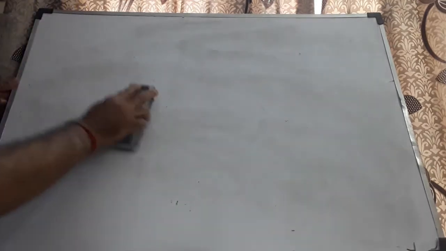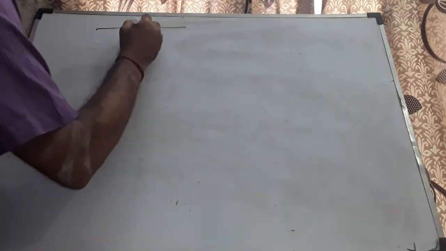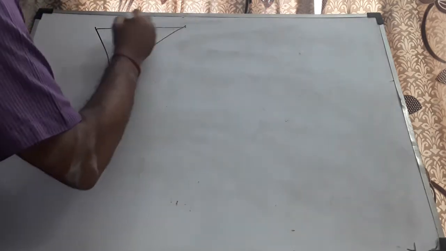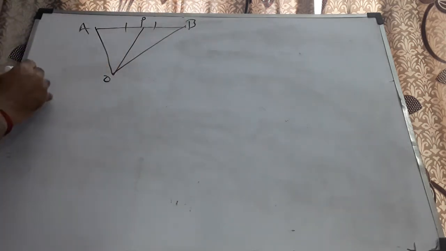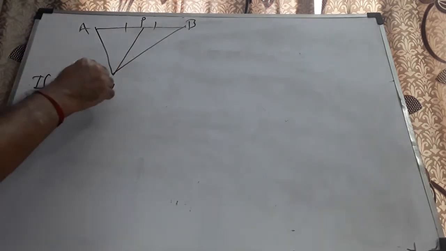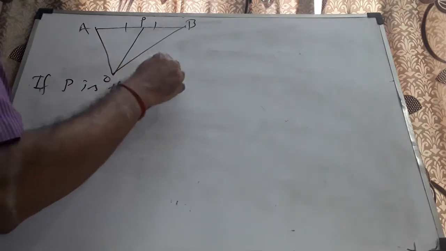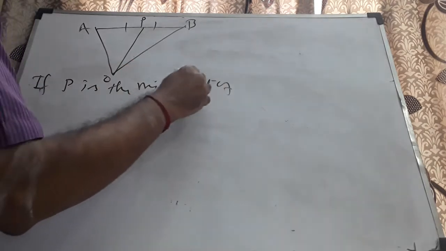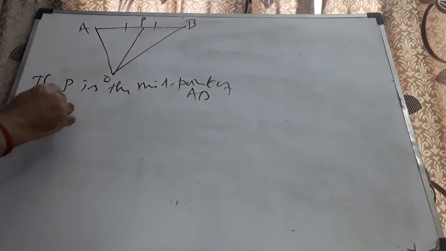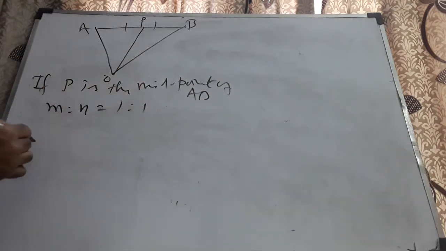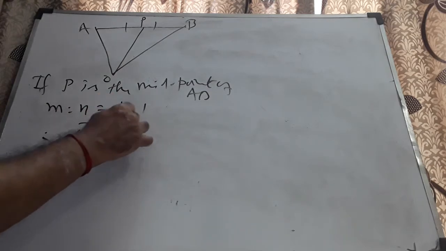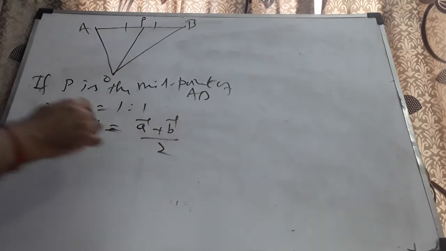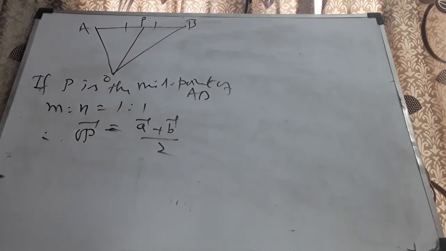Internally in the ratio m is to n. Just listen carefully. For example, let us say P is exactly the midpoint of AB. Then m is to n will be equal to 1 is to 1. Now OP vector will automatically be (A vector plus B vector) by 2, that is, (1 into B vector plus 1 into A vector) by 2.